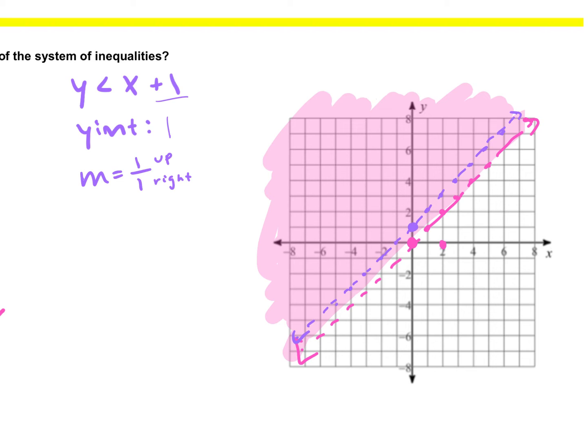What number should I plug in to test to see where I shade? 0, 0. Here I can plug 0, 0 in because my graph doesn't go through 0, 0. So I'm going to plug in 0 for x and 0 for y. So I have 0 is less than 0 plus 1. What's 0 plus 1? 1. Is 0 less than 1? Yep, that's true. So do I shade where 0, 0 is or where it's not? Where it is. So I'm going to shade down here.